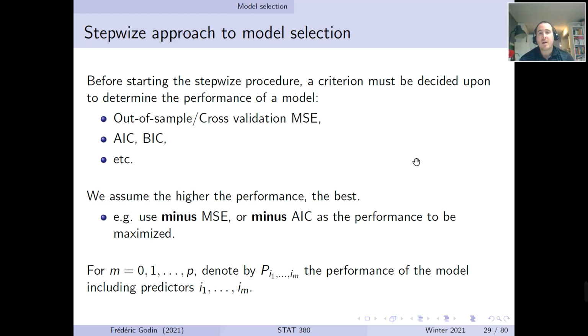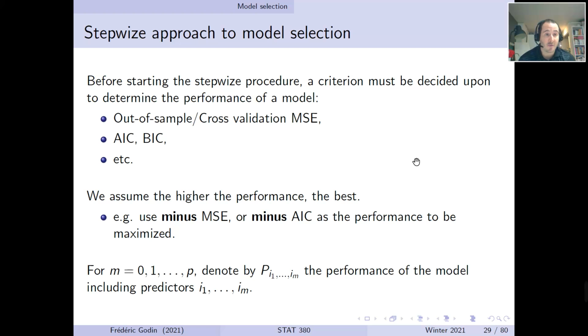Okay, so let's say we want to apply a stepwise approach to select the suitable predictors in the regression model. The first thing we should do in pursuing the stepwise approach is to determine a criterion to assess the performance of a model. Okay, so we have to say, okay, the performance of the various possible models. So when we say various possible models, it means various possible predictor combinations. We have to say, okay, what criterion will we use? We could use, for example, out of sample MSE or cross-validation MSE.